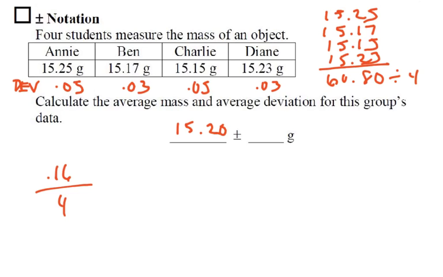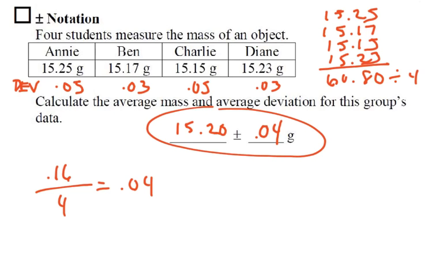And I want to average my deviations, and it comes out to be 0.04. So put that here, and that's my final answer. Okay, 15.20 plus or minus 0.04. My average and my average deviation.